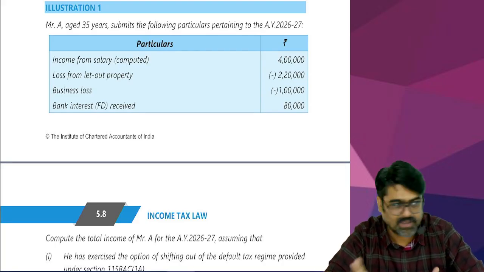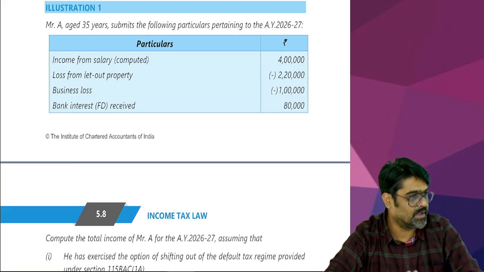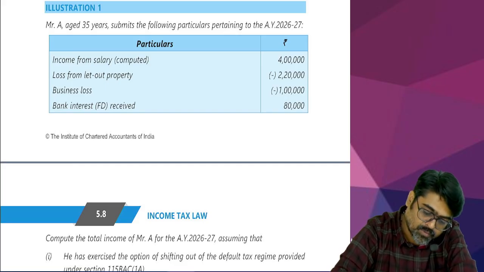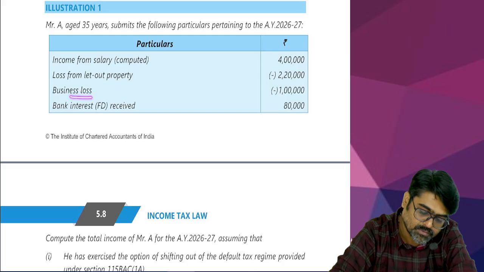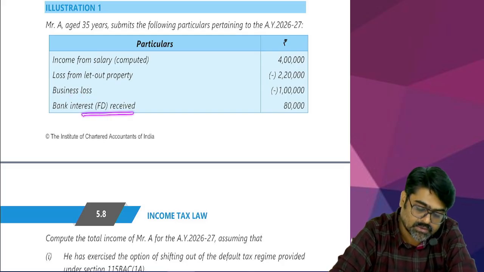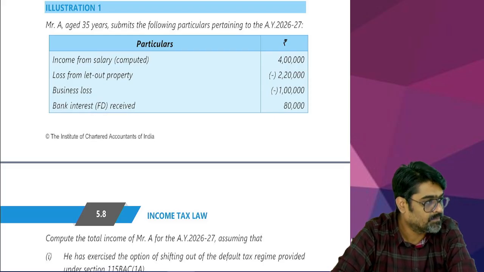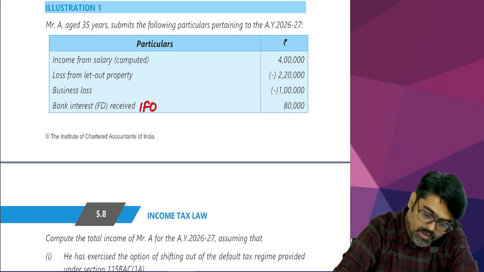The examiner is very sweet. He has computed salary and given you the computed salary. So salary head, final income is there. Then loss from house property. And then you have business loss. Then you have bank interest on FD. See, from FD, whatever interest you will receive, that will be your income from other sources.